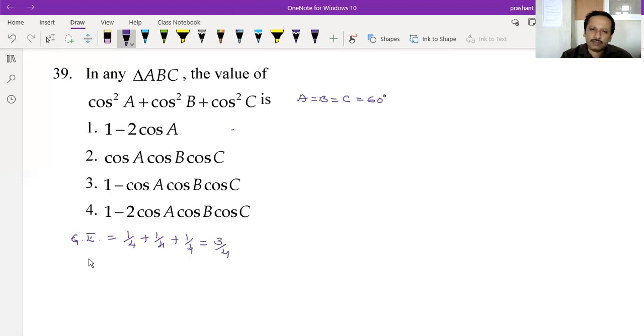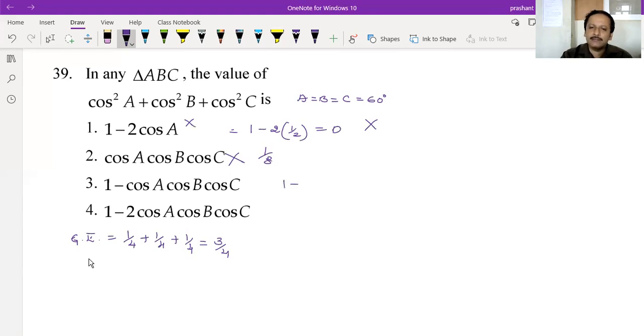Look at the first option. If I put A as 60, cos 60, I'm going to get 1 minus 2 into 1 by 2. 2, 2 gets cancelled. 1 minus 1 will give you 0. We want the answer 3 by 4, so the first option gets eliminated. Look at the second: cos A, cos B, cos C. I'm putting A, B, C as 60, 60, 60. So cos 60 into cos 60 into cos 60, 1 by 2 into 1 by 2 into 1 by 2. That will give you 1 by 8. But we want 3 by 4, so this option is also eliminated.